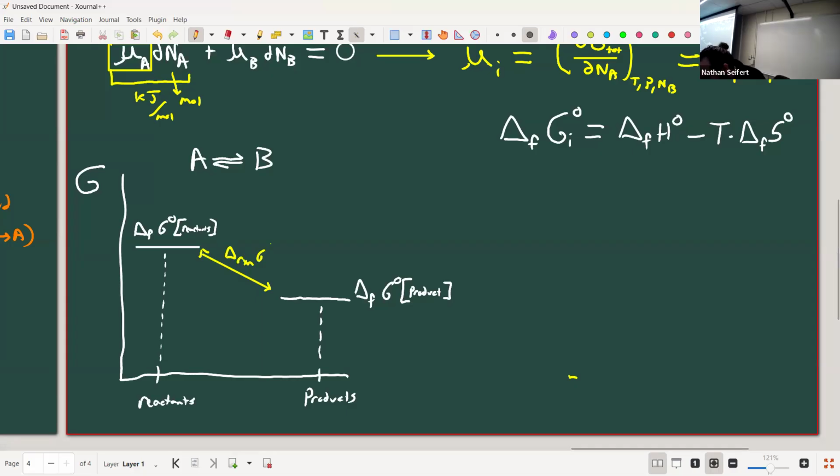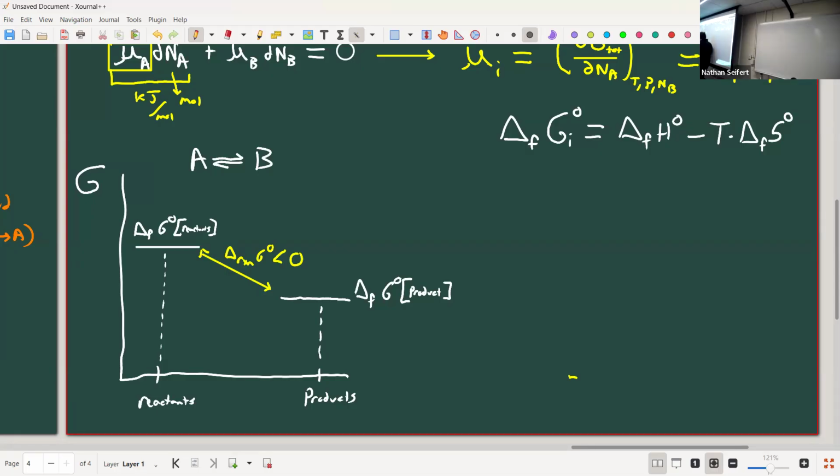Delta reaction of G, right? And of course, delta reaction of G is products minus reactants. It's less than 0, right? Because the system is losing energy. So this is what we call a product favored reaction. Okay, so what does this mean?